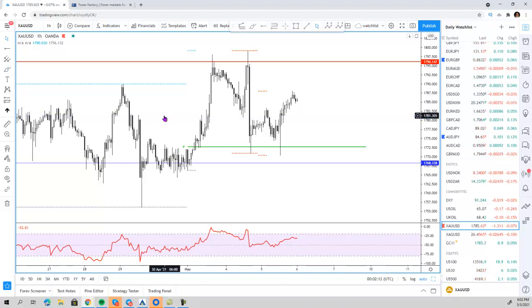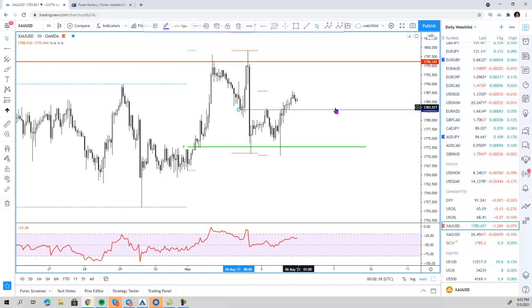Let me just delete this and this. If price retraces back to retest the 183 level, we should have a great opportunity to go long and retest that 196 level that keeps on getting pounded on by sellers, right?